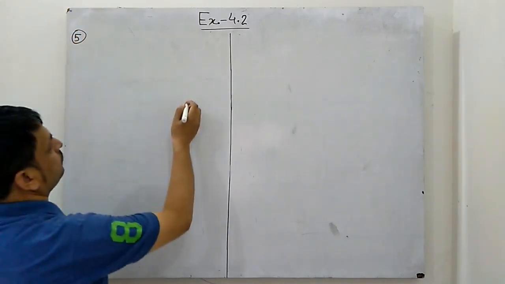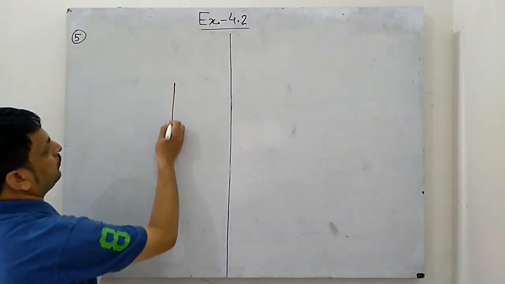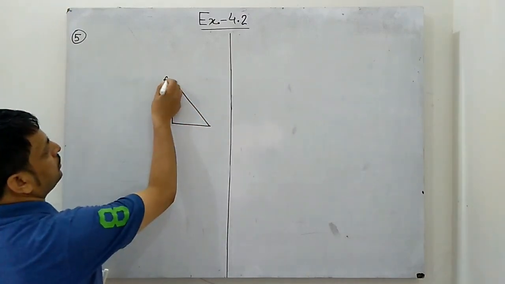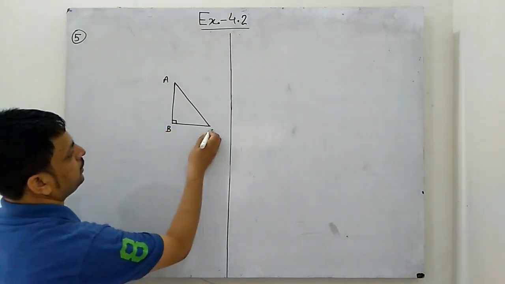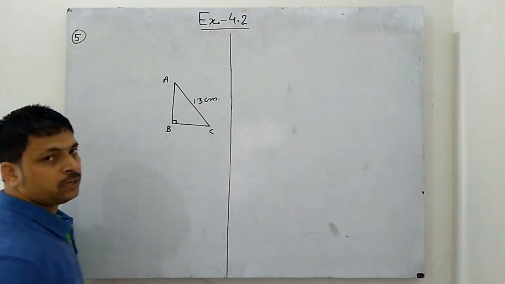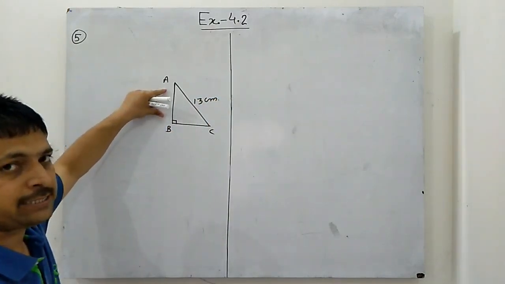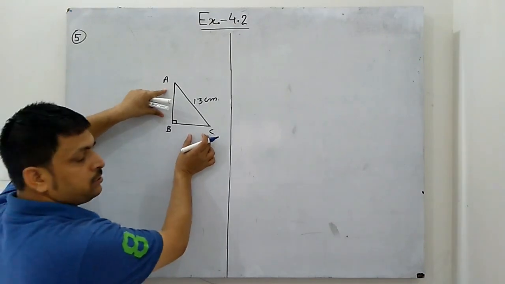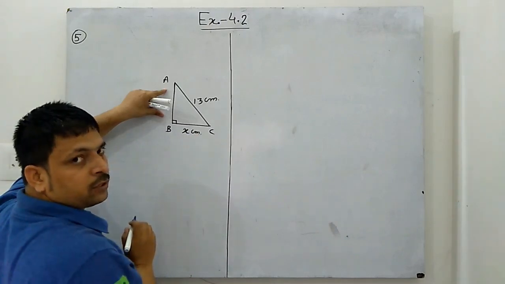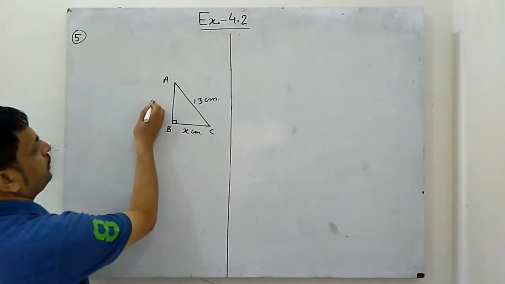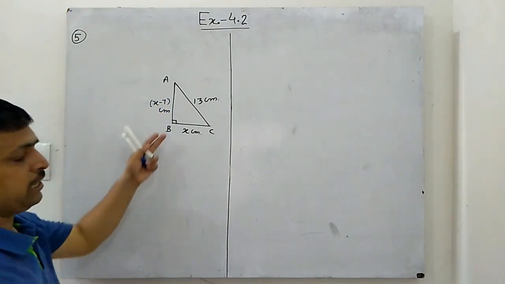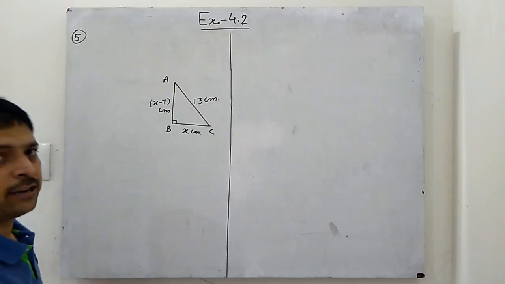Question number 5. There is a right triangle. Let it be A, B, C. Length of hypotenuse is given, that is 13 cm. Now altitude, perpendicular, is 7 cm less than its base. So we can assume base as x centimeter. So altitude will be 7 cm less, so it will be x minus 7 cm. Is it clear? Now we can apply Pythagoras property because it is a right triangle.